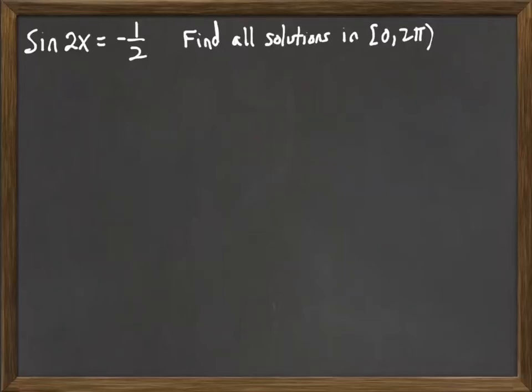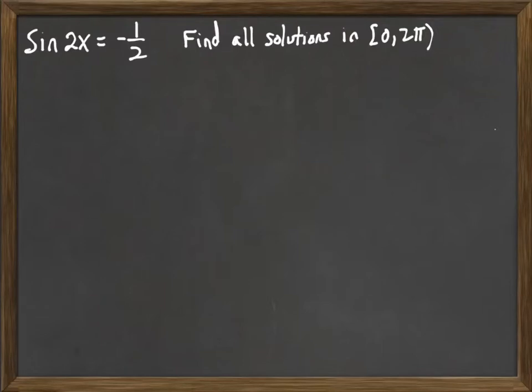In this example, we're going to look at another trig equation. This one's a little bit more complicated and requires a little bit more work. So you'll notice here we have the function sine of 2x. We're trying to solve the equation equal to negative 1/2. We want to find all the solutions in 0 to 2 pi.